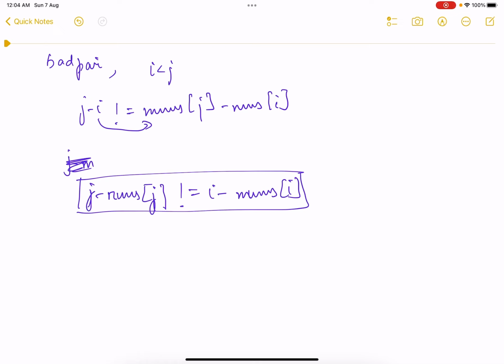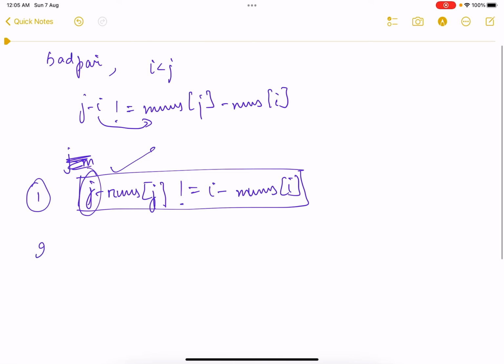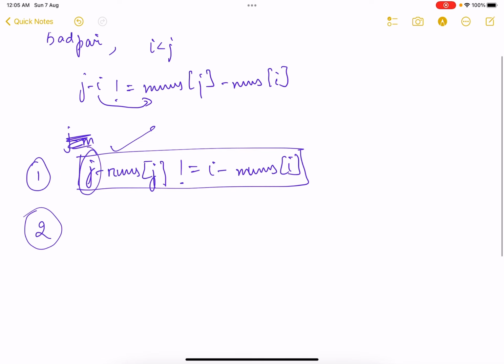So you go to a particular index and check this condition: if j minus nums of j is not equal to i minus nums of i. If this equation is true, then it's a bad pair, right? This was the first point to be discussed in the question. The second thing: this is the definition of a bad pair.